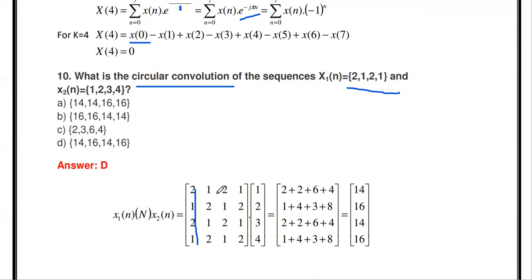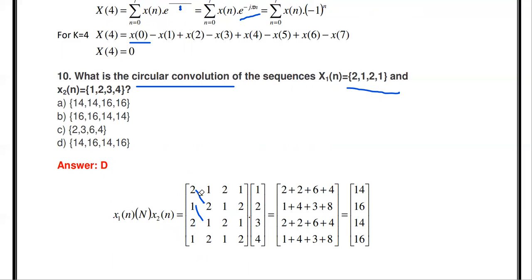Then the next column is written by taking the last element and giving it to the first position. So this one you give to here. Then the remaining 3 values you just write, so this 2, 1, 2 you just write. Then in the next column, this 2 comes to the first position, then the remaining 1, 2, 1 you just write. So you just rotate the elements one position to the top. So we will get a 4 cross 4 matrix.